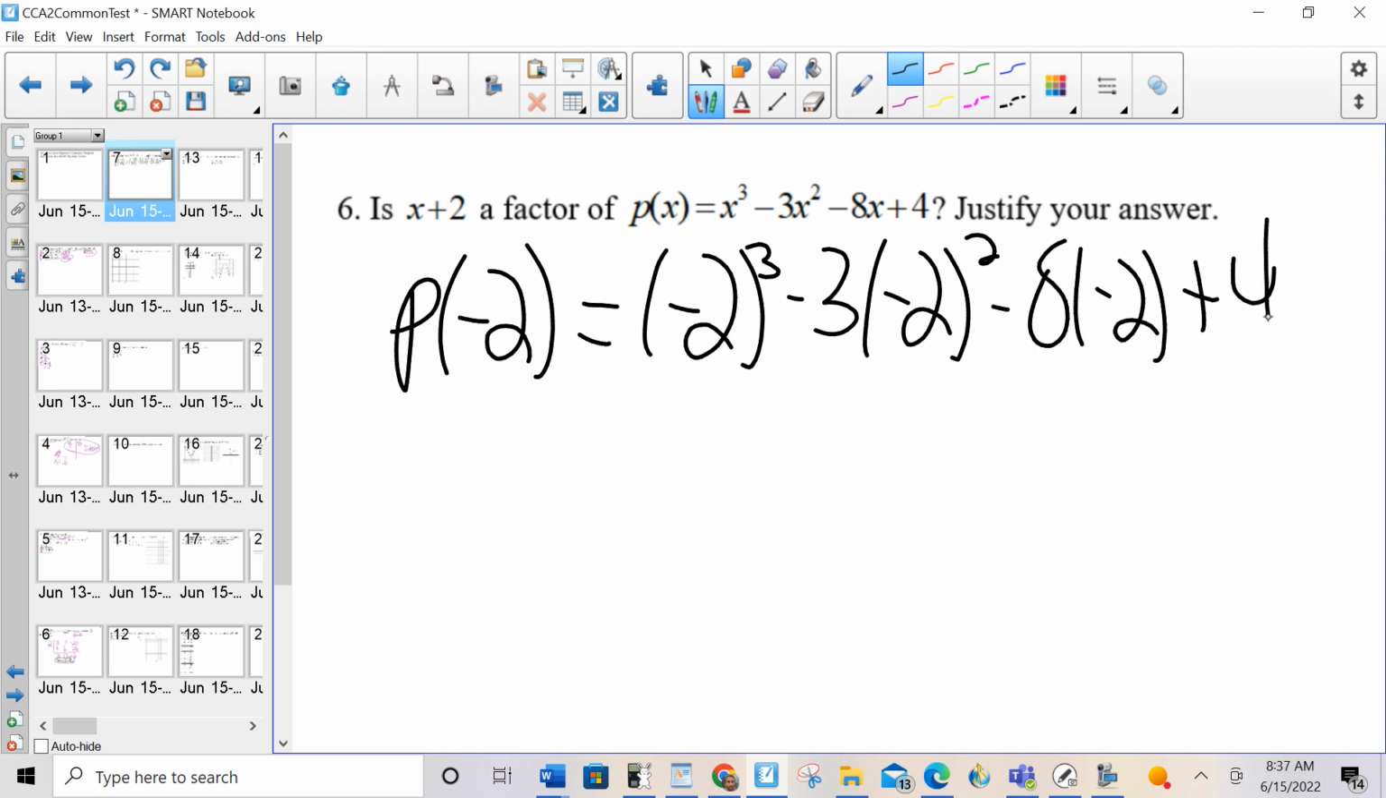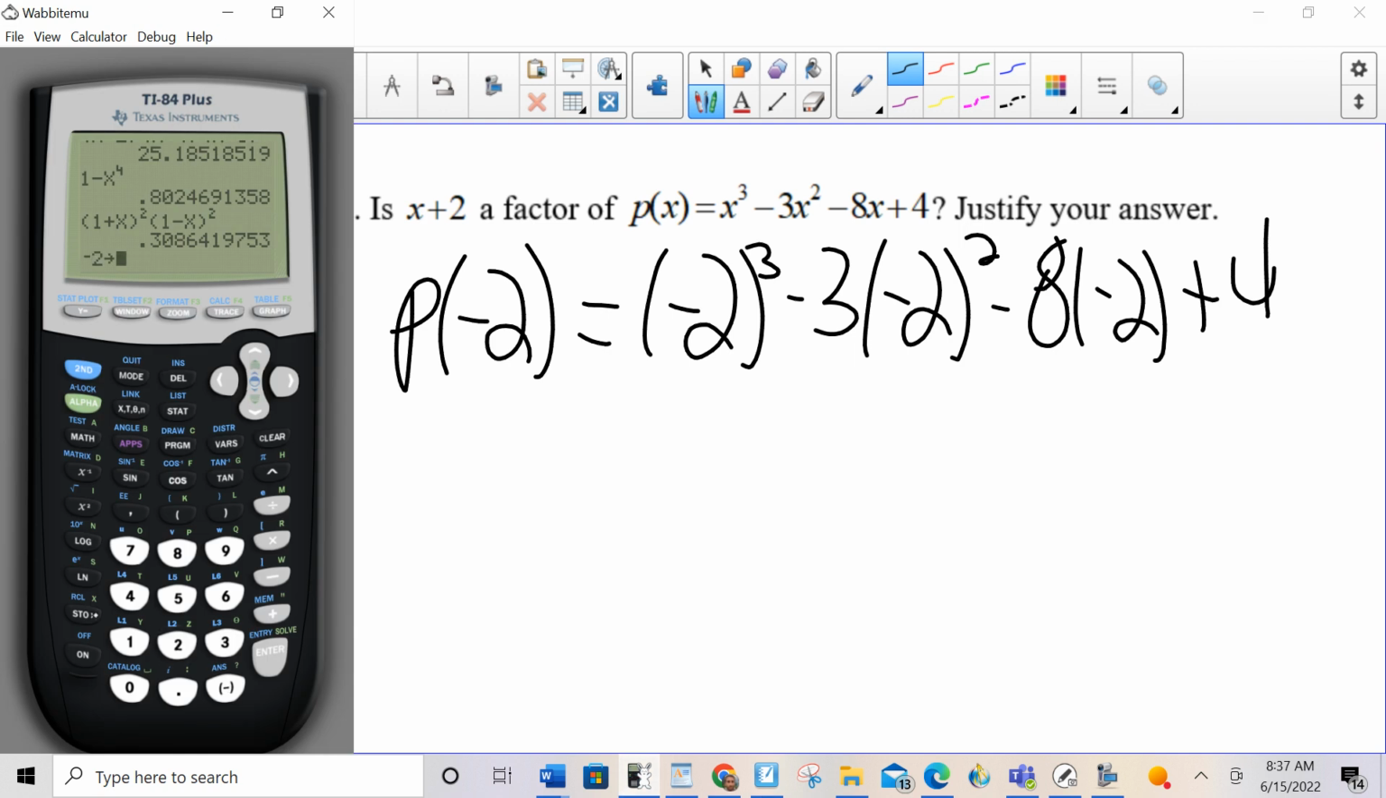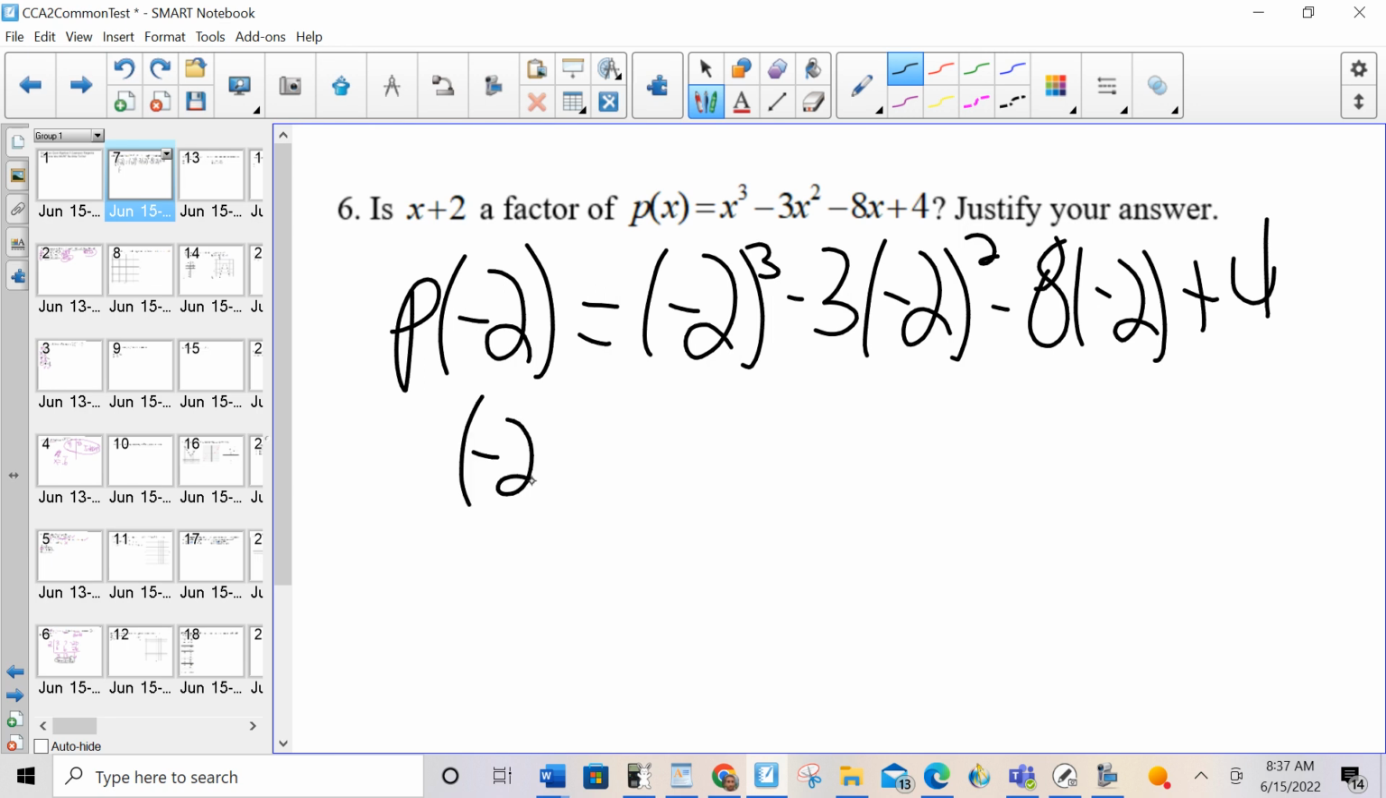Now, I can do this with storing in the calculator. You don't have to do it with storing, but I like to do it with storing. But as far as showing the work goes, you need to show what you're actually doing. X to the third minus 3x to the second minus 8x plus 4. I got a remainder of 0. So if the remainder is 0, then yes, it's a factor. If the remainder is anything else, then it's not.